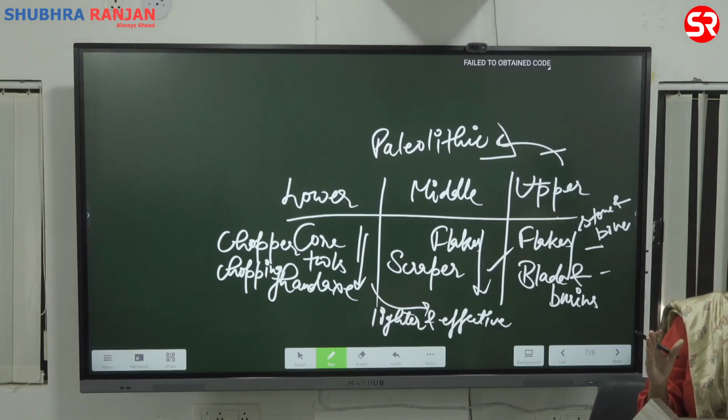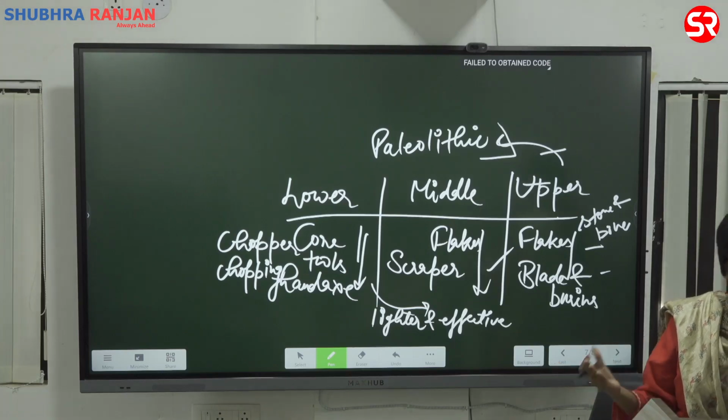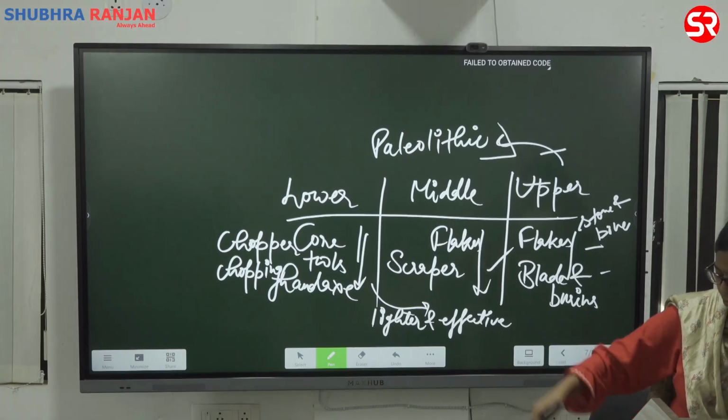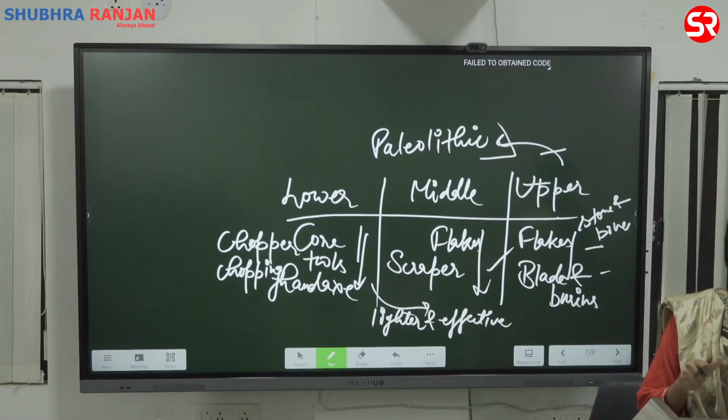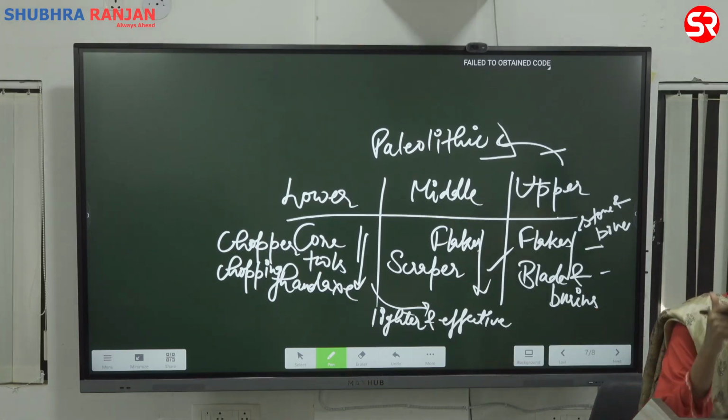Hunting animals, chopping the meat or cutting the meat, digging. Digging क्यों? क्योंकि dig करके roots निकाल रहे हैं. Skinning the animal. So the basic usage is hunting, chopping meat, skinning the animal, and digging.